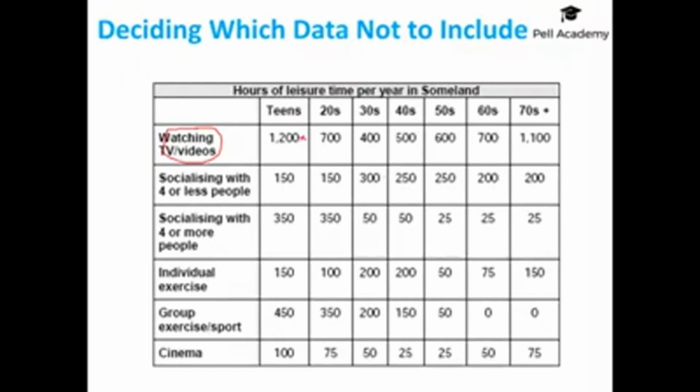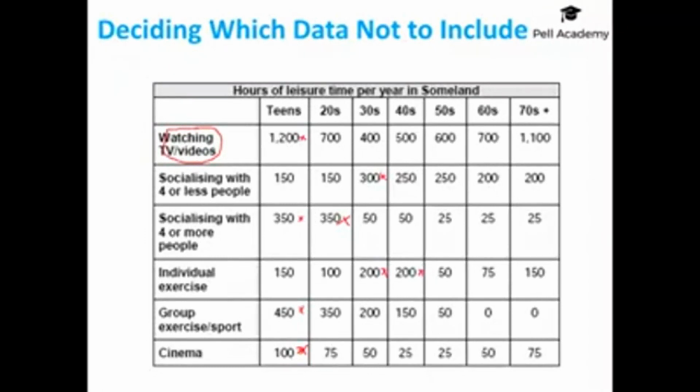I think it would be easiest then just to go with which other age groups spend the most time in each category. So we've got people in their 30s socializing with 4 or less people more than any other age group. Teens and people in their 20s are socializing with 4 or more people more than any other age group. Individual exercise, so again we have 2 age groups for this category: people in their 30s, people in their 40s. Group exercise or sport, again we have teens are the highest here, and teens again at cinema. Okay, so those are the points I would include in my overview.